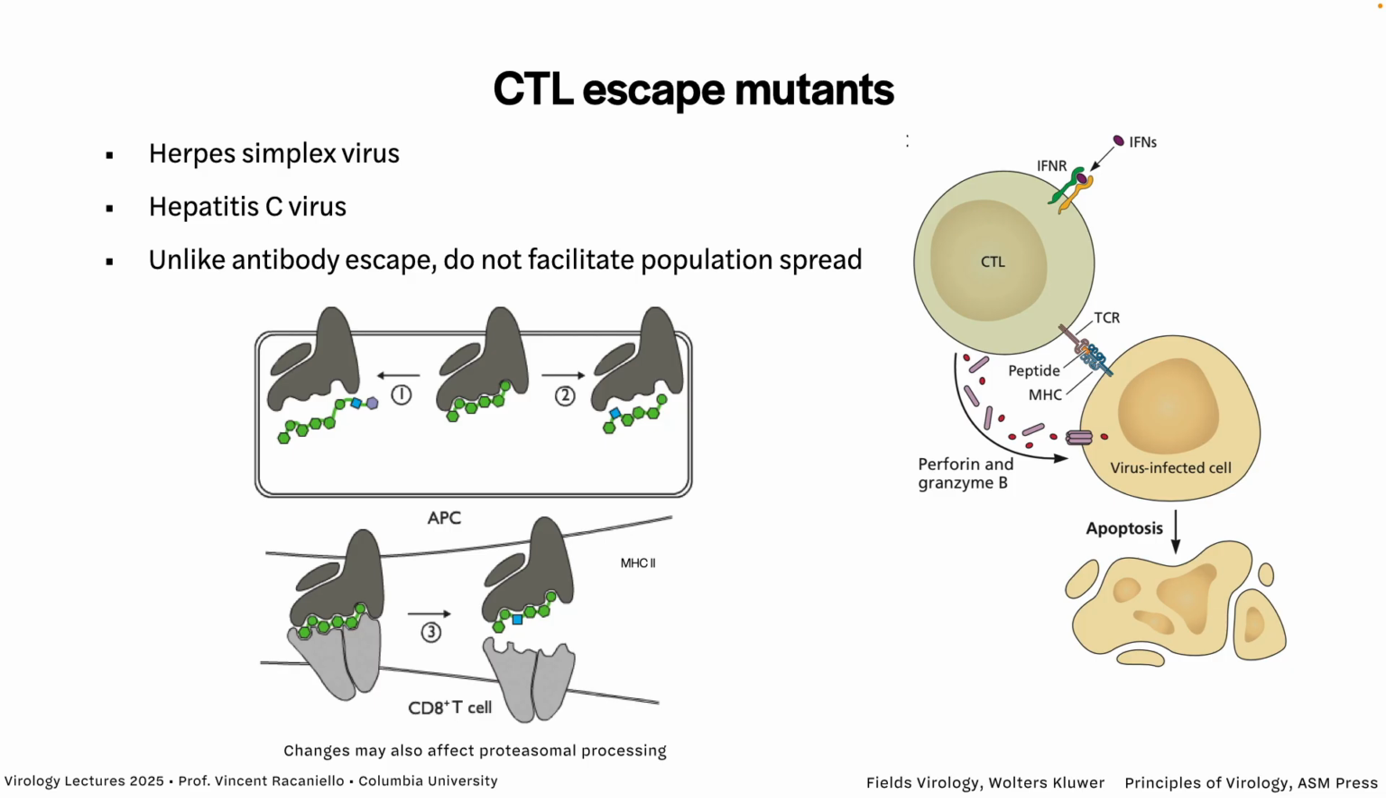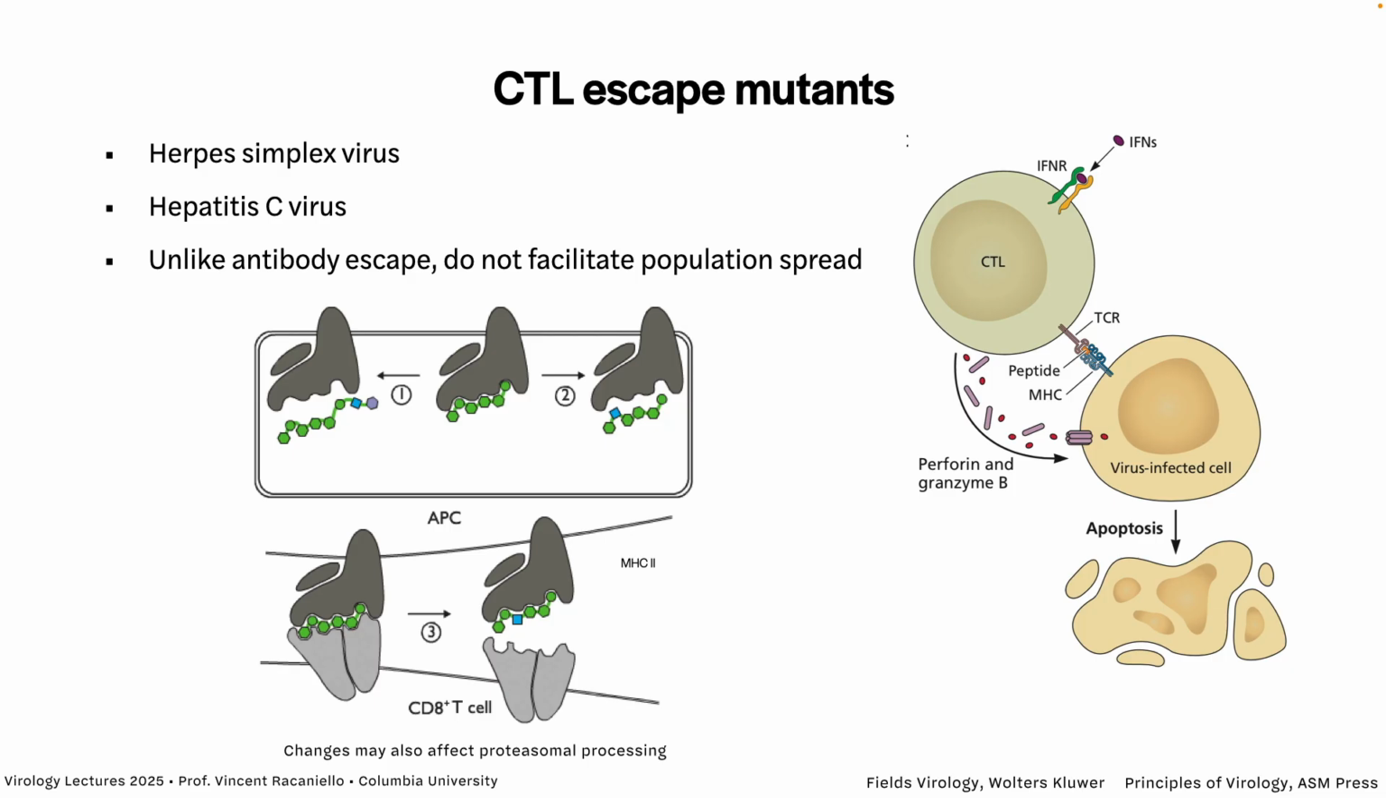So herpes simplex virus does this. Hepatitis C virus does this. It's in a way like antibody escape. Remember, antibodies neutralize viruses, and viruses can vary to escape neutralization. But in contrast, CTL escape does not facilitate population spread, whereas antibody escape does. If you're infected with influenza virus and that virus varies in you so that it escapes antibodies, you can spread that virus to someone else and it will escape their antibodies because antibodies work the same way in everyone.